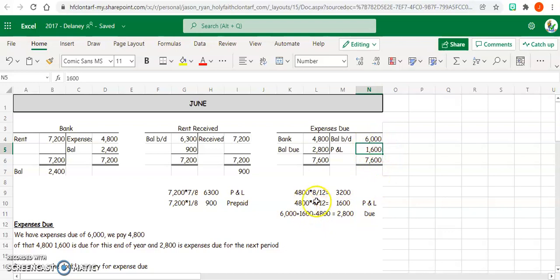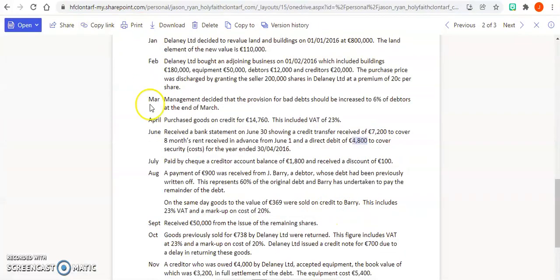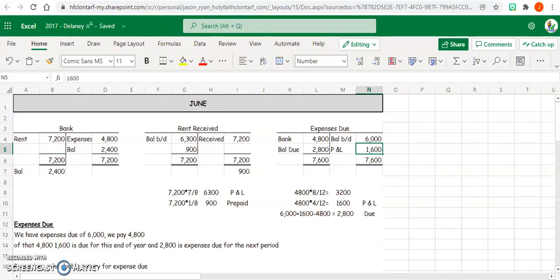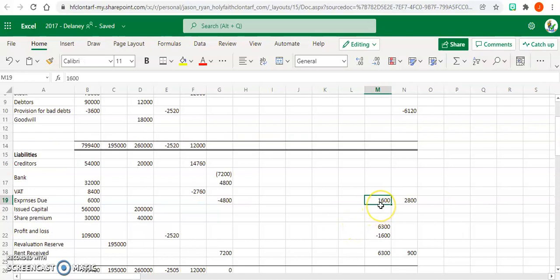That's for this period. So 4/12 was for this period. So we look at the question, it'll tell us that it covers the year ended the 30th of April, 2016. So that's for this period. So 4 months of this 4,800 has to be included in this tabular statement. So that's 1,600 goes into the P&L. So what's left then is 2,800. So 1,600 goes into your expenses. And your profit and loss is going to go down by 1,600 because it's an expense. So what's left then to pay is 2,800, and that's due for the next period. And that's June adjustment done for Delaney.